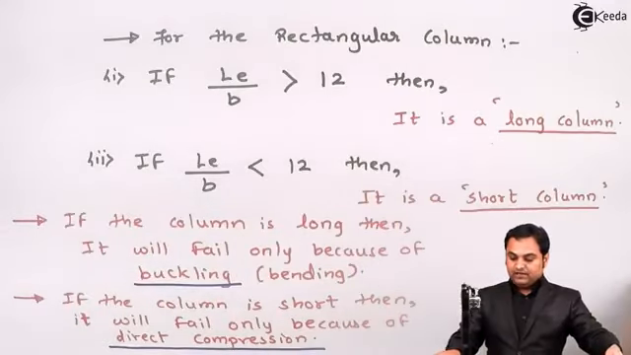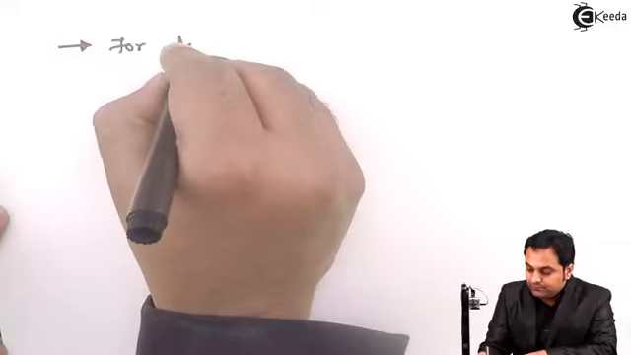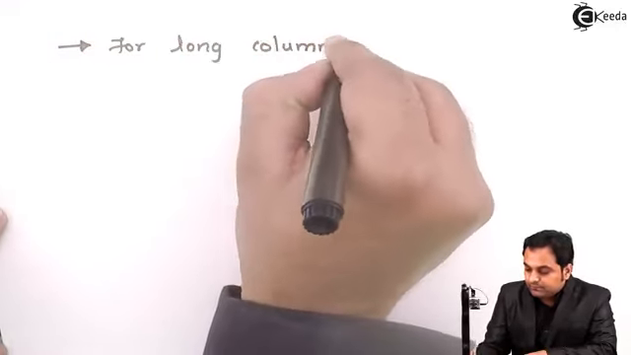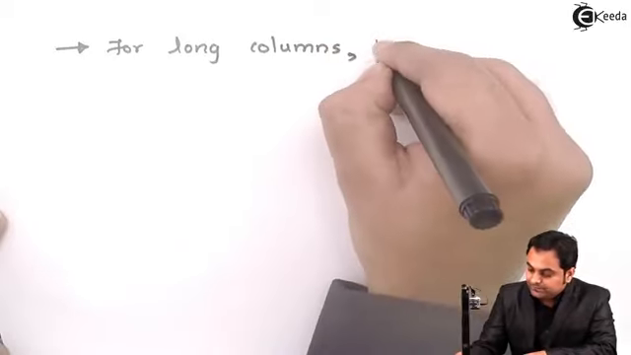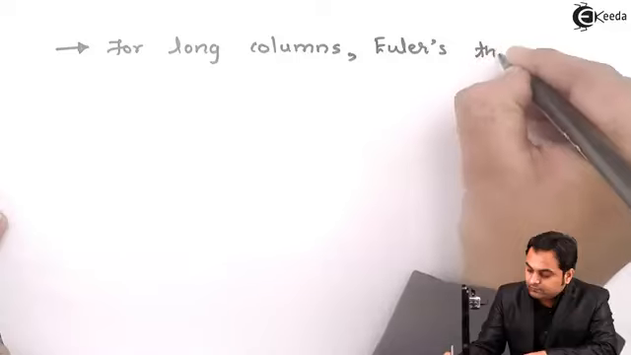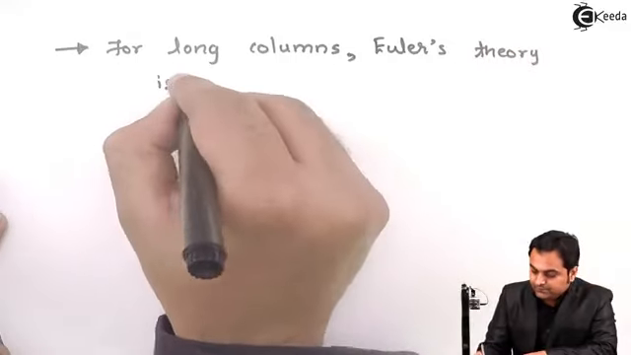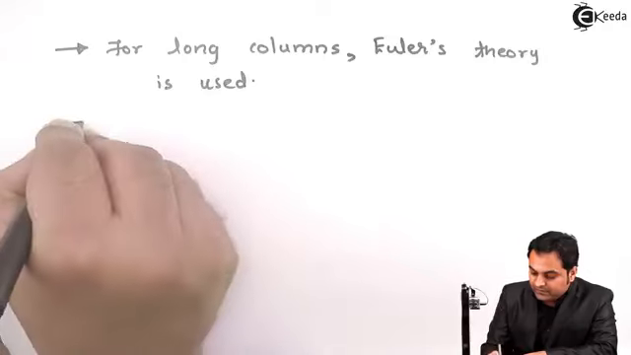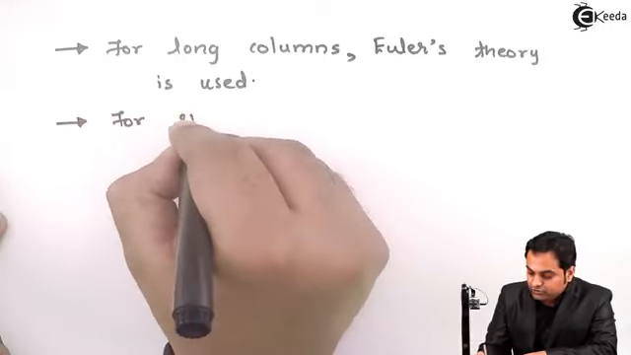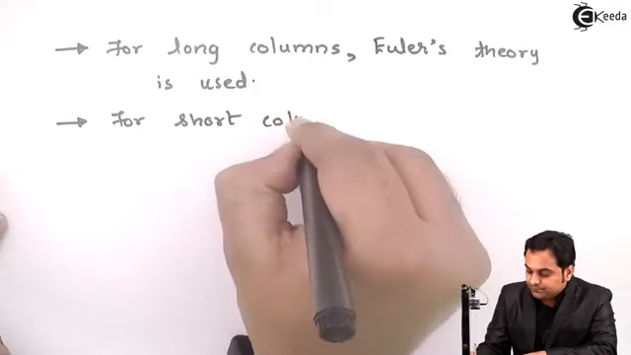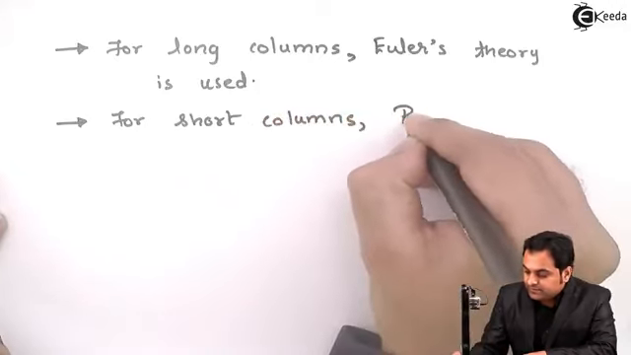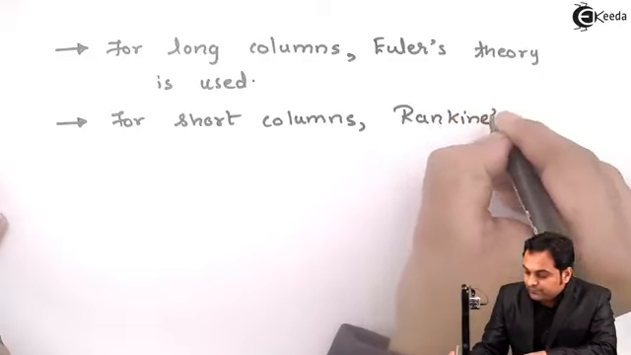Then after that I'll write down the theory which is used in the further part of the chapter. So for long columns, Euler's theory is used, whereas for short columns, Rankine's theory is used.